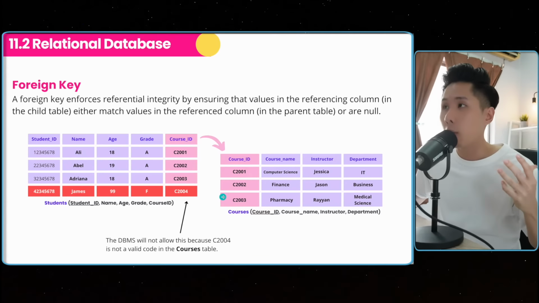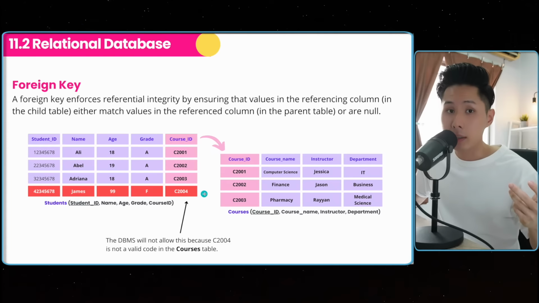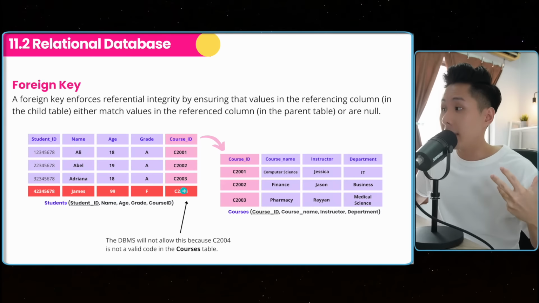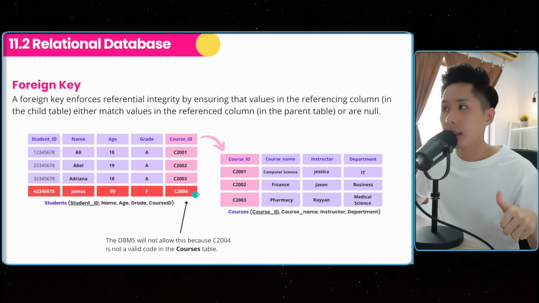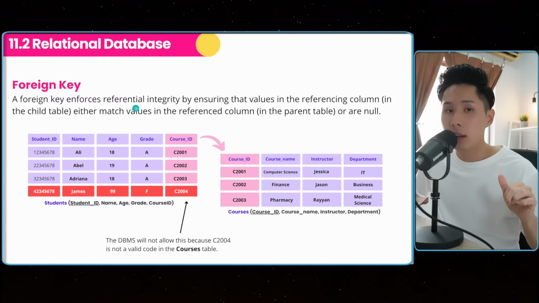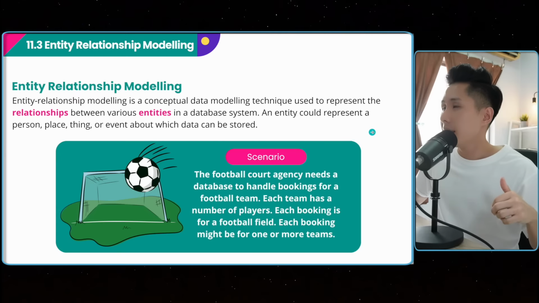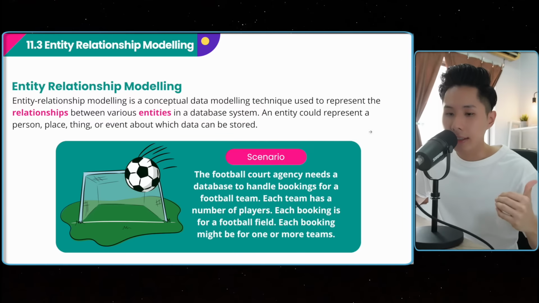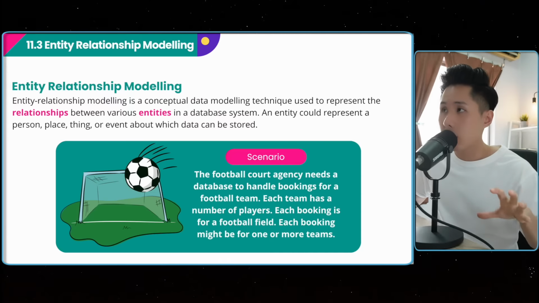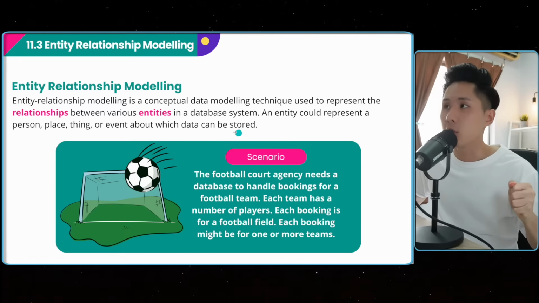So another way I want you to see how a relational database ensures data integrity is by not allowing the user to enter a record that is not valid. So this is how a foreign key ensures referential integrity. Now, I'm going to show you how to design a database from scratch, and stay with me for 5 to 10 minutes again, and then you shall be able to see the benefits of a relational database.